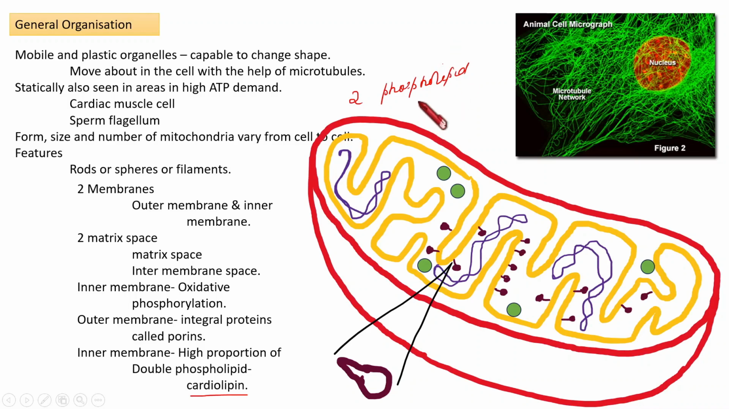Two phospholipids are present in this cardiolipin molecule, and these two phospholipids are connected together with the help of one molecule of glycerol. So that is the structural details of cardiolipin. Cardiolipin's amount is high in this inner membrane. Then what is the significance of having this much cardiolipin in the inner membrane?